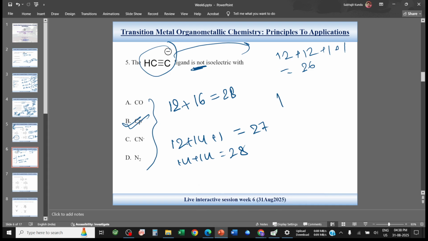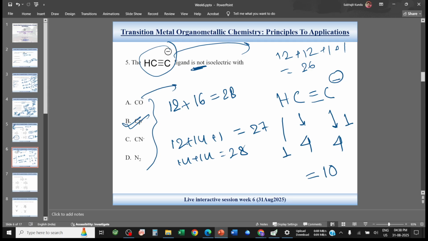So for HC≡C⁻, this one is 4 and this one is 4, this one is 1 and then 1, which gives you 10. And how many for the CO? It will also become 10: carbon has 4 valence electrons plus oxygen has 6, which becomes 10.